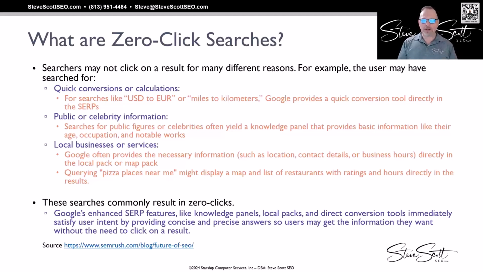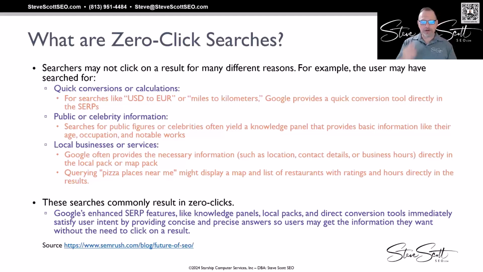And then, of course, the one that you're probably most interested in is probably one of the most valuable things that show up: local businesses or services, right? Because Google often provides the necessary information like the location, contact details, and the business hours right in the local pack or the map pack, without you needing to actually go to the website to find the information.